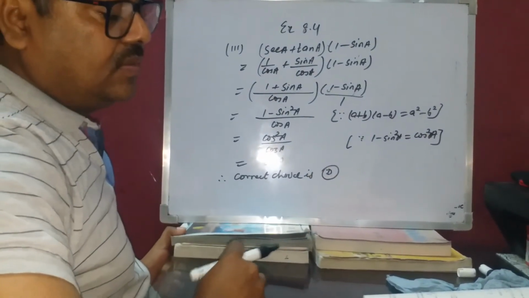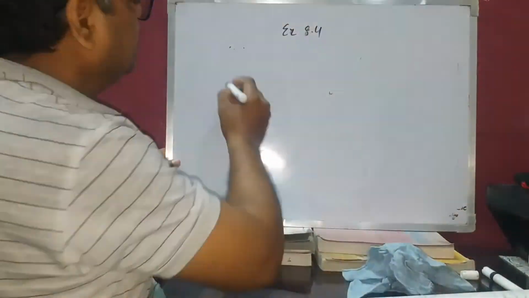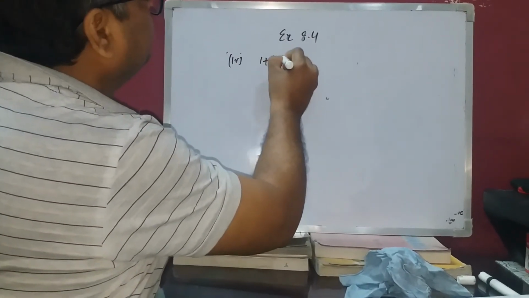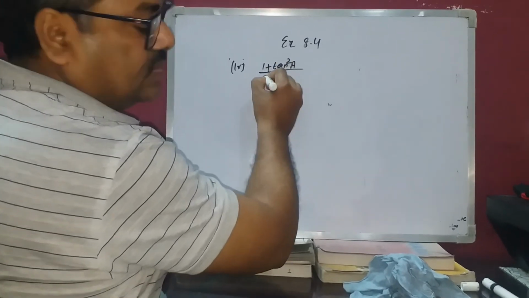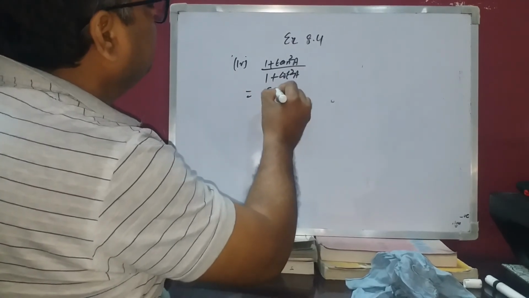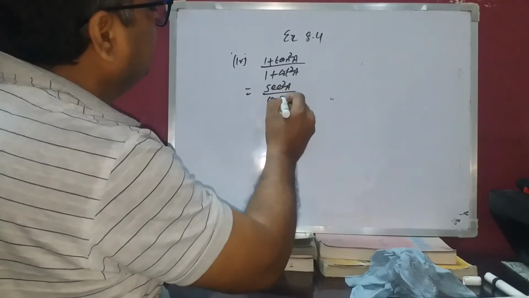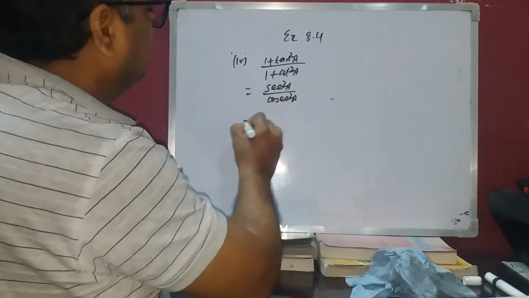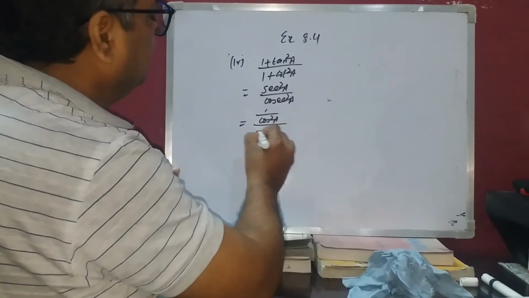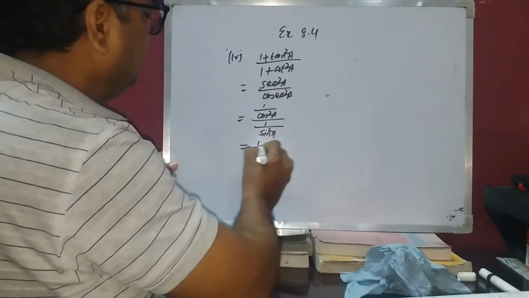Now question number 4. Question number 4 says 1 plus tan square A, 1 plus cot square A. This becomes sec square A, and this is cosec square A. Now this can be written like 1 by cos square A, and this 1 by sin square A.